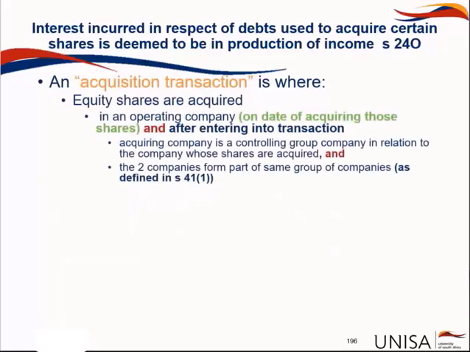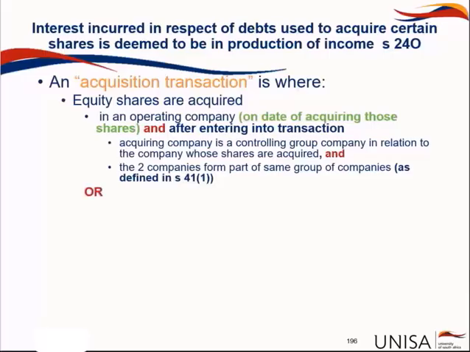If we have a look at what an acquisition transaction is, we're going to look at where the equity shares were acquired in an operating company, and it was an operating company on the date that those shares were acquired. And after entering into the transaction, the acquiring company is a controlling group company, and the two companies, so both the target and the acquiring company, form part of the same group of companies in terms of the definition in terms of Section 41 of the group of companies.